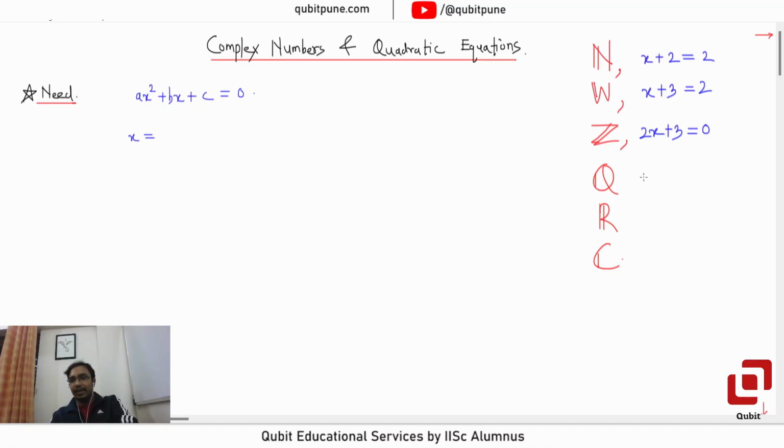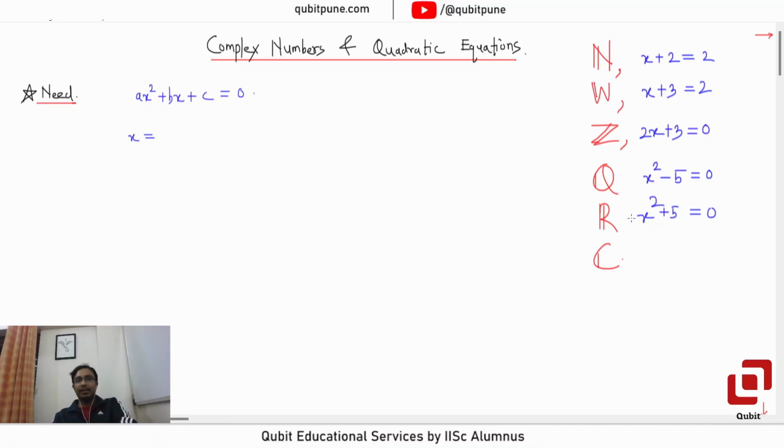But if I take the quadratic equation x squared minus 5 equal to 0, I cannot solve it in the set of rational numbers, so I have to define the set of real numbers. And similarly, if I ask what are the roots of x squared plus 5 equal to 0, then I cannot solve that particular equation in the set of real numbers, and that is the need of defining complex numbers.